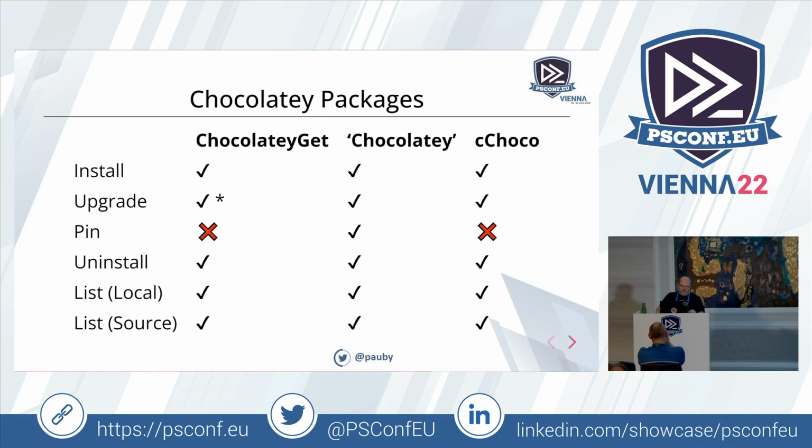Uninstall, they all do it. List local, they all do it, and they'll list from the remote source. Again, your internal repository or Chocolatey community repository, you can list all the packages on there. They will all do that.